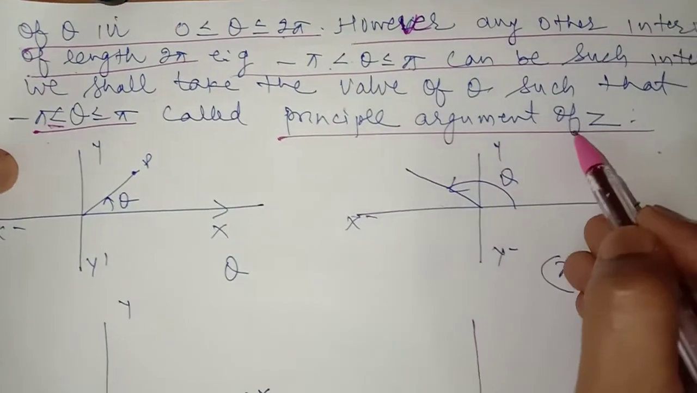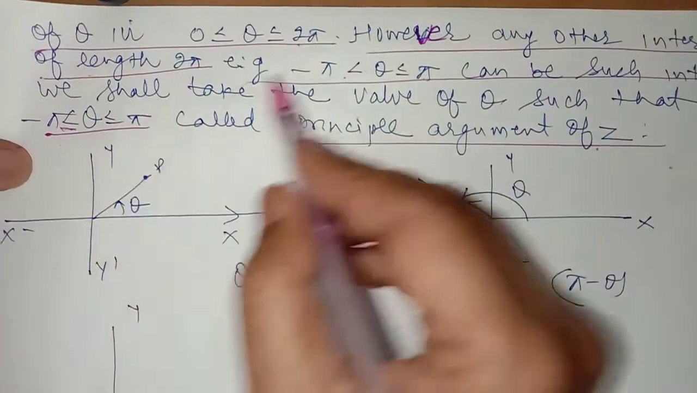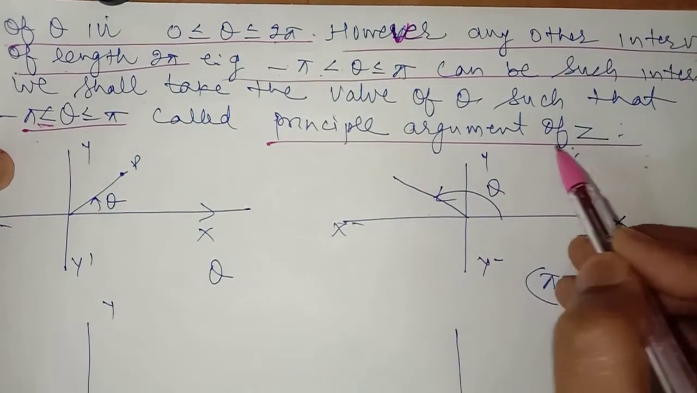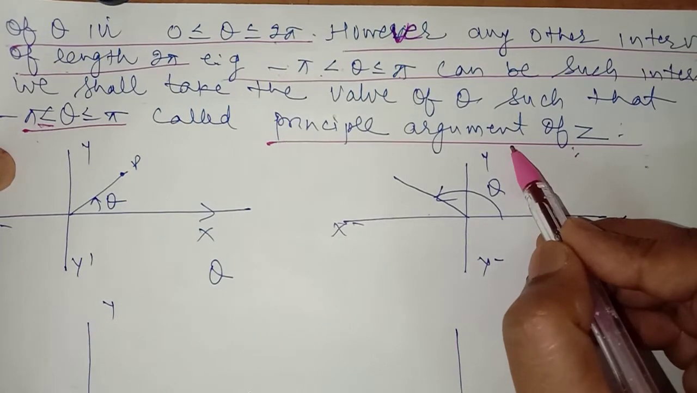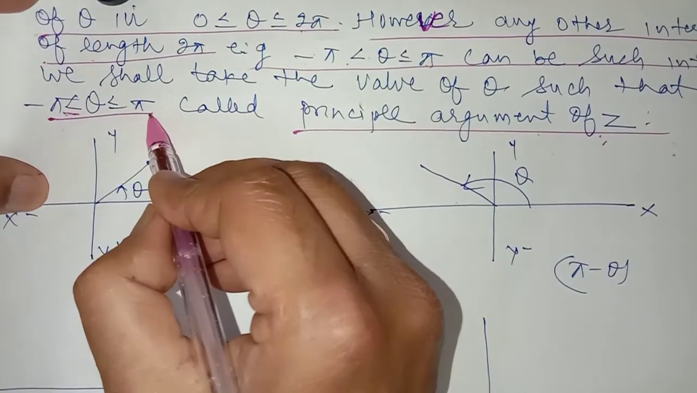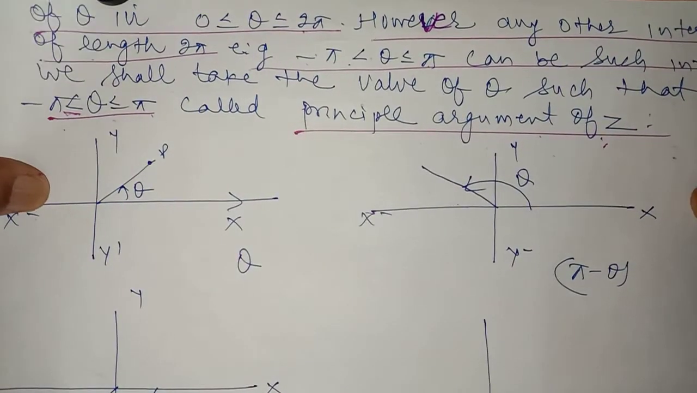This is called the principal argument of z. The angle can be from 0 to pi, you can take, but to find the principal argument of z, you have to convert the angle which OP makes with the positive direction of the x-axis. Then you have to take the angle from minus pi to pi. This is known as the principal argument of z.